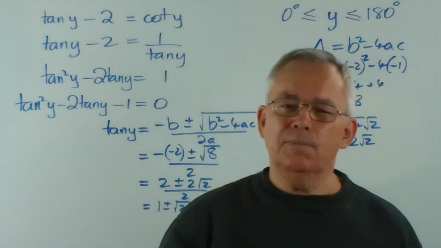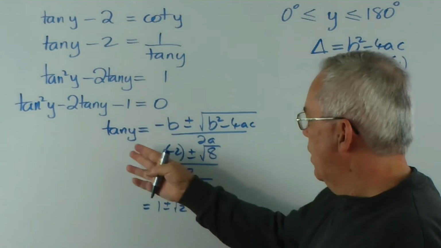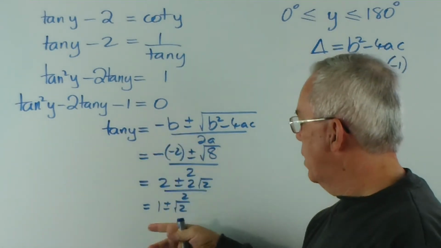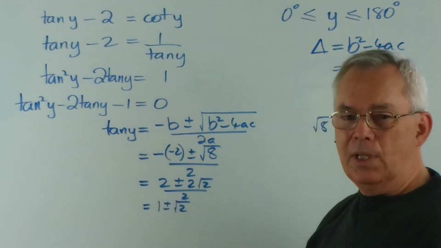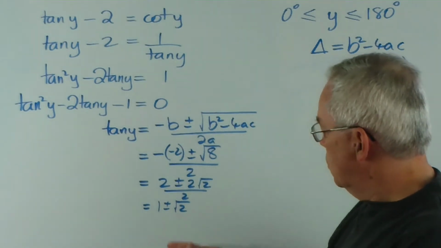So this is not super standard. We often give fairly simple trig functions to solve, like tan y equals 1 or root 3 or something like that. This is not a pretty number. So, well, actually it's 2 numbers, isn't it?